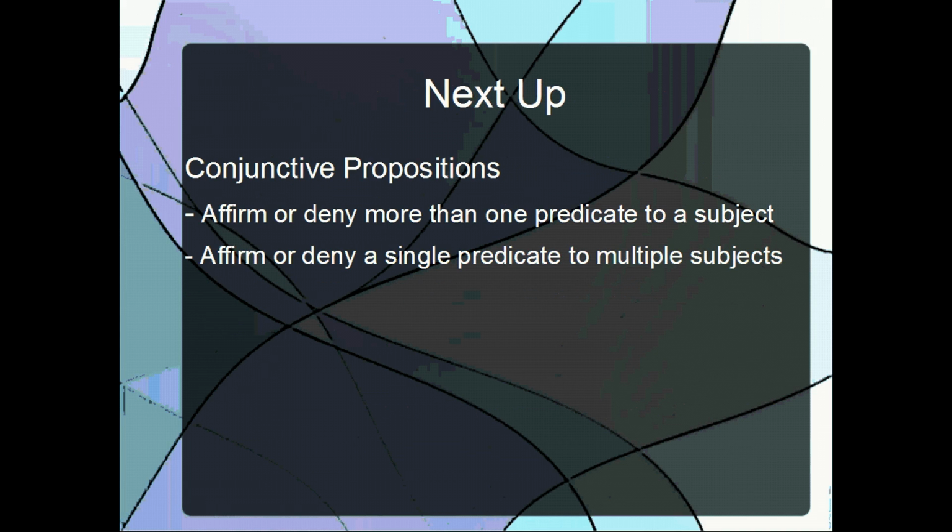Okay? Now next up I will talk about conjunctive propositions. The reason why I will talk about conjunctive propositions is because sometimes a predicate, or more than one predicate, is affirmed or denied of a subject, and sometimes you can affirm a single predicate of more than one subject. So I'll talk about how to formulate those and how to refute those kinds of propositions next time in greater detail.